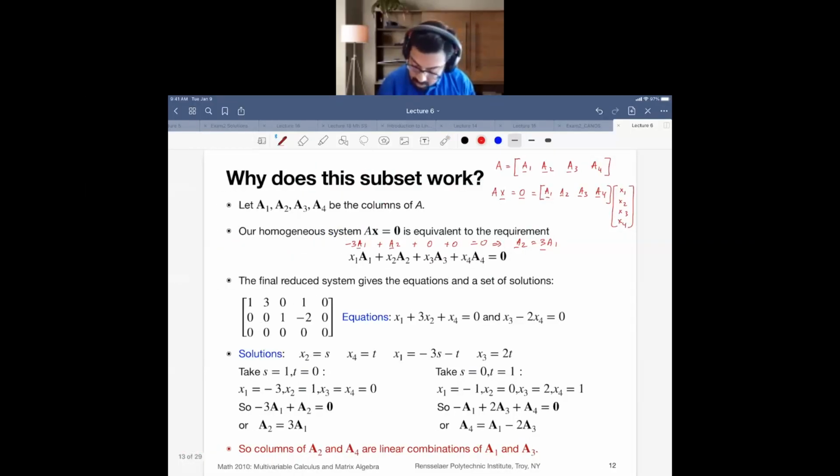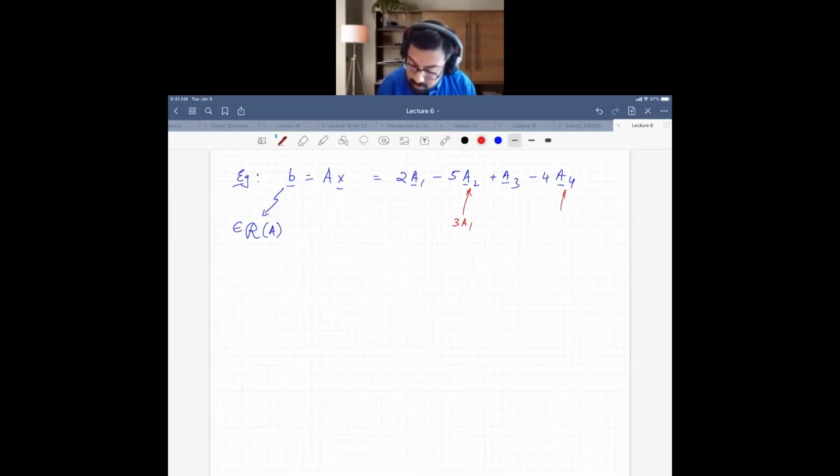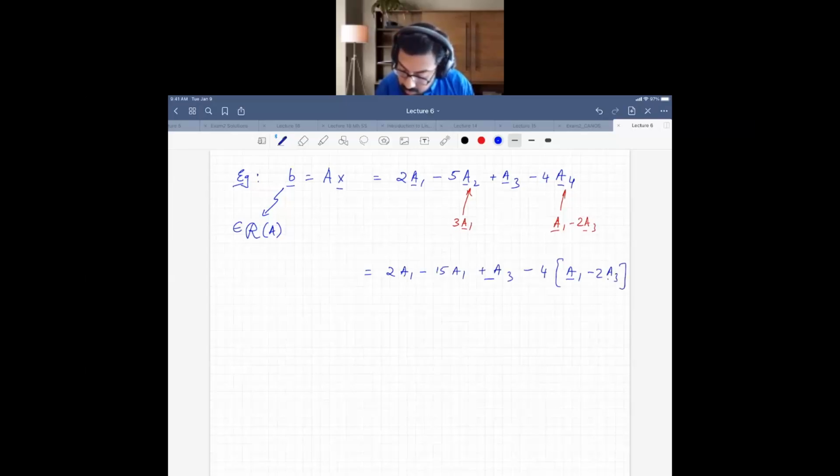And a4 was a1 minus 2a3. So if I substitute that, what does this equal to? I get 2a1 minus 15a1 plus a3 minus 4 times a1 minus 2a3, which equals what? I have 2 minus 19. So I got negative 17a1, and then 1a3 plus 8. So I've got 9a3, right?